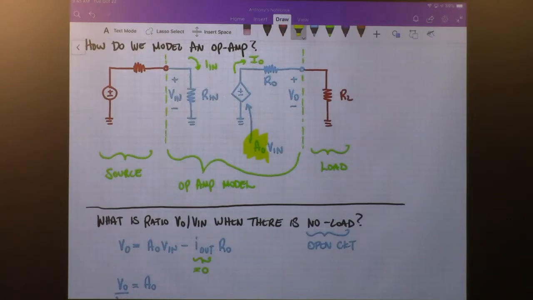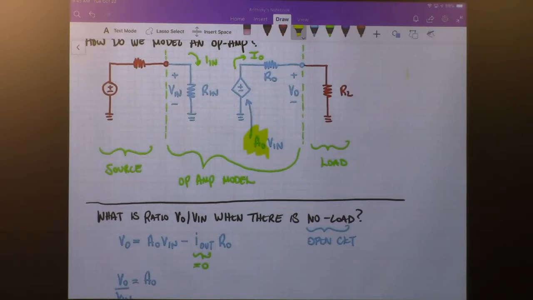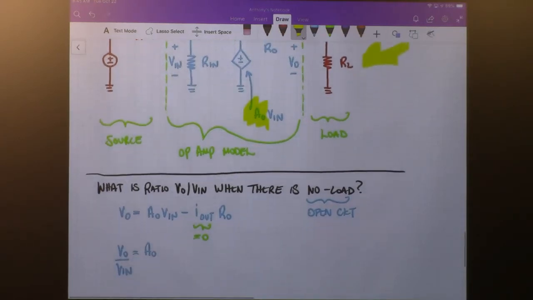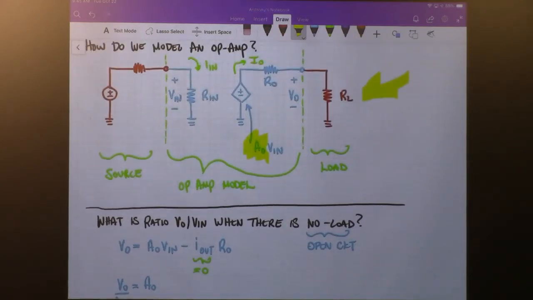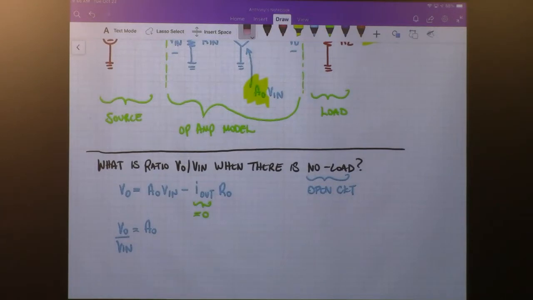And so what does that physically represent? If we go down here and we take a look at the way this circuit reacts, and we did this last time, the way that this circuit reacts if we have no load applied, meaning if I get rid of that, pull that out, we end up with a ratio of V out over V in equals A naught, or A0. So that gain that's associated with the dependent voltage source, we can also call that the open circuit gain, or the no load gain.